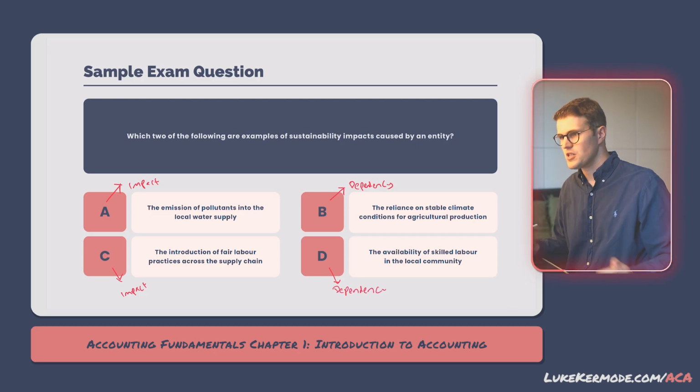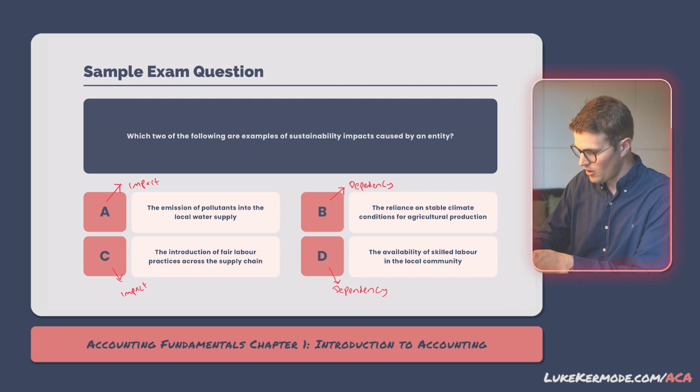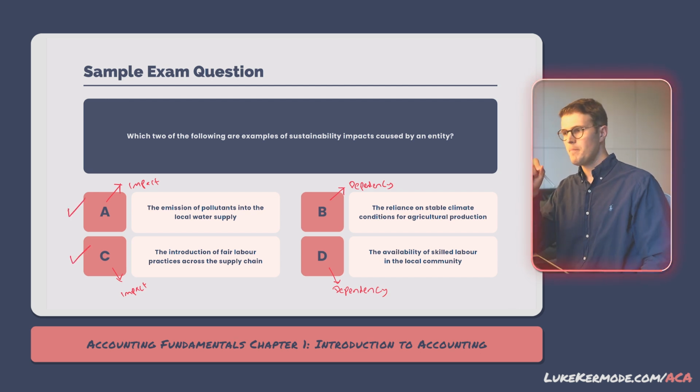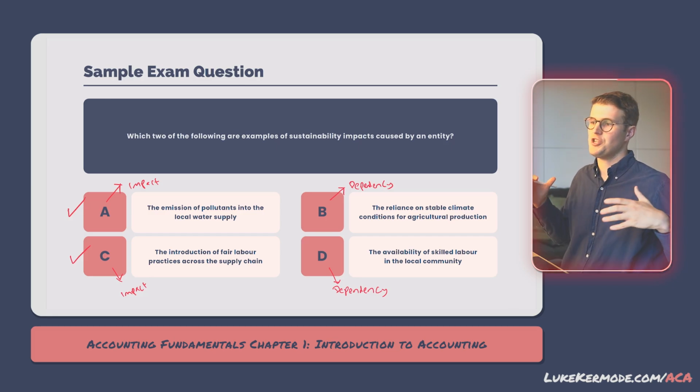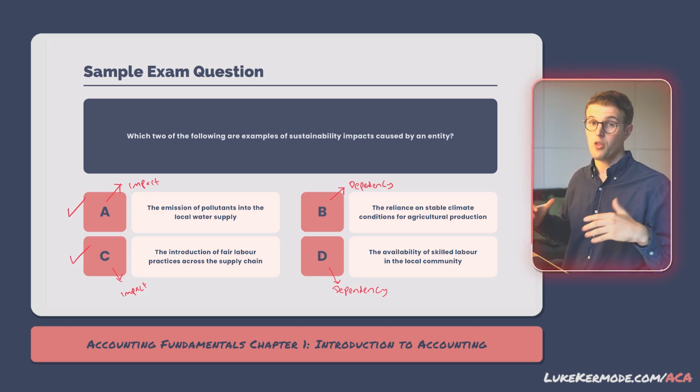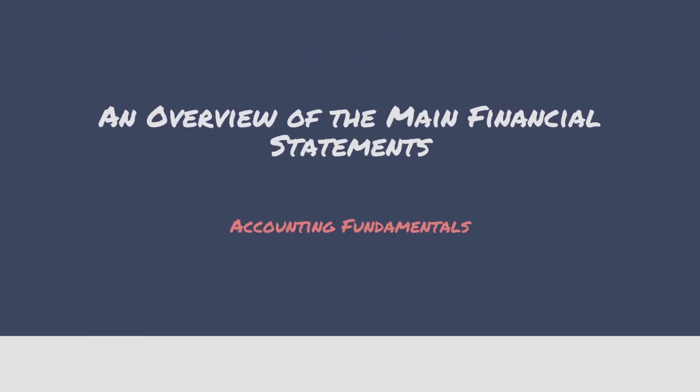So, to summarise, the correct answers here are option A and option C. These are both examples of impacts because they show how the organisation affects people or the planet through its actions.